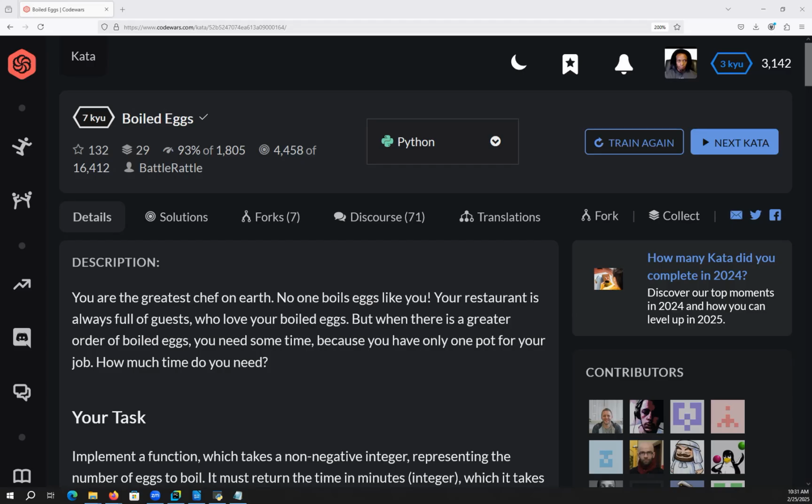We're back with a Python exercise called boiled eggs. And this is from Codewars.com. Back in familiar surroundings. Absolutely.